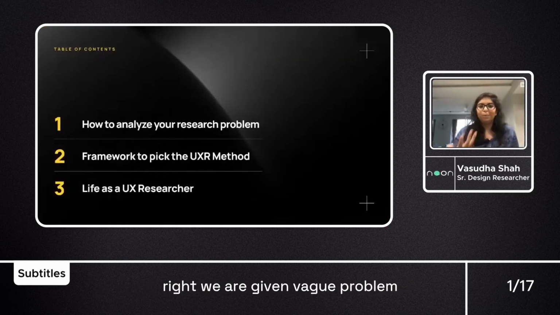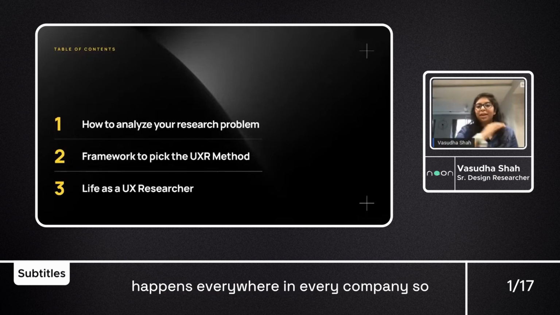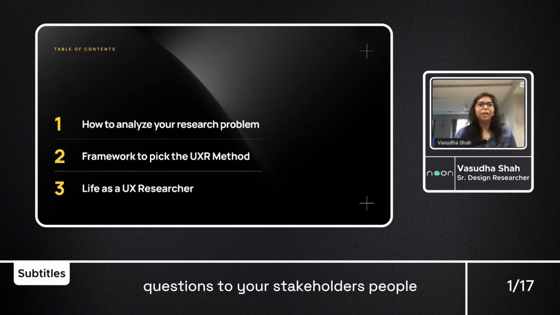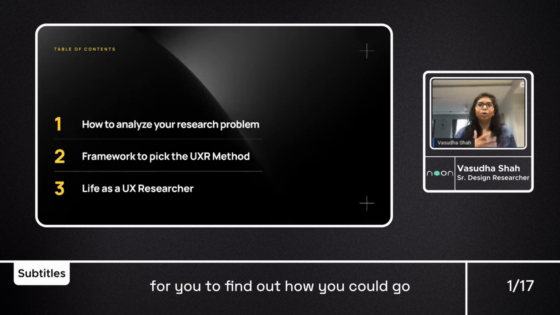We are given vague problem statements all the time, and it's not just one company or a product company that this happens in. It literally happens everywhere in every company. So you kind of have to ask a lot of questions to your stakeholders, people you're collaborating with, trying to understand what their eventual goal is for you to find out how you could go forward with this.